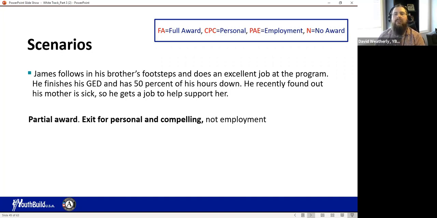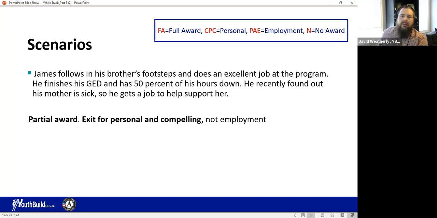The employment exits really should be a time for celebration. The individual has done an excellent job. They've earned over 50% of their hours, and now they're moving on in their life to the next step in their journey. That is the emotion you should have with an employment exit. Compelling personal circumstances exits are often rather sad and dour, as in this case, where the individual has to leave and take care of his mother. So this is an important distinction. Even though employment did play a factor, it was not the reason why he was leaving the program.